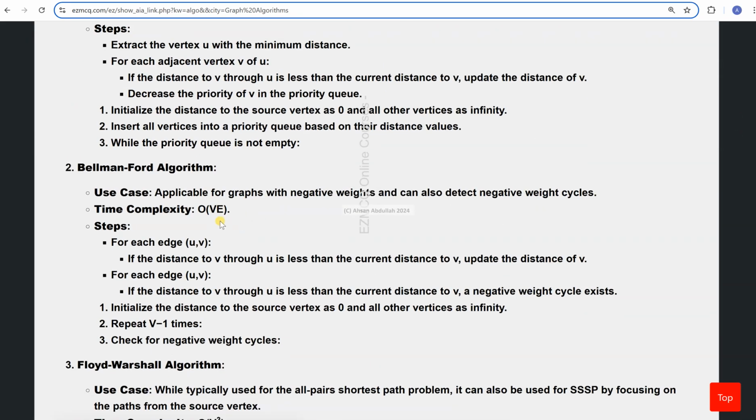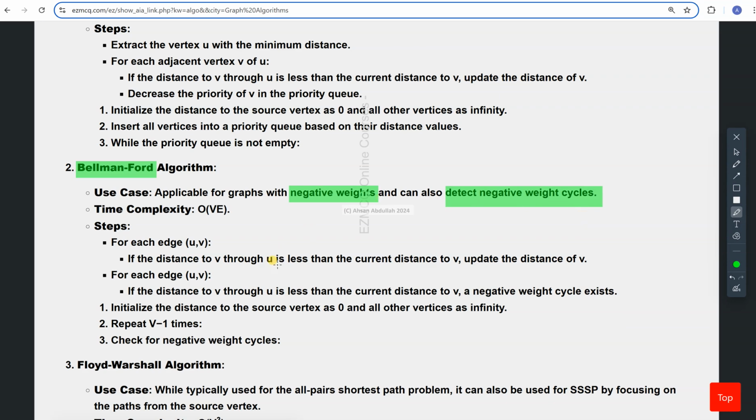So what is the Bellman-Ford algorithm? It is applicable for graphs with negative weights. The limitation of Dijkstra's algorithm was that it does not work with negative weights. The Bellman-Ford algorithm, named after these two gentlemen, Bellman and Ford, works with negative weights and can also detect negative weight cycles. The problem with Dijkstra's algorithm is that with a negative weight cycle it gets stuck in that cycle, because in every iteration the cost goes down as the number is being deducted. So the Bellman-Ford algorithm detects negative weight cycles and works with negative weights.